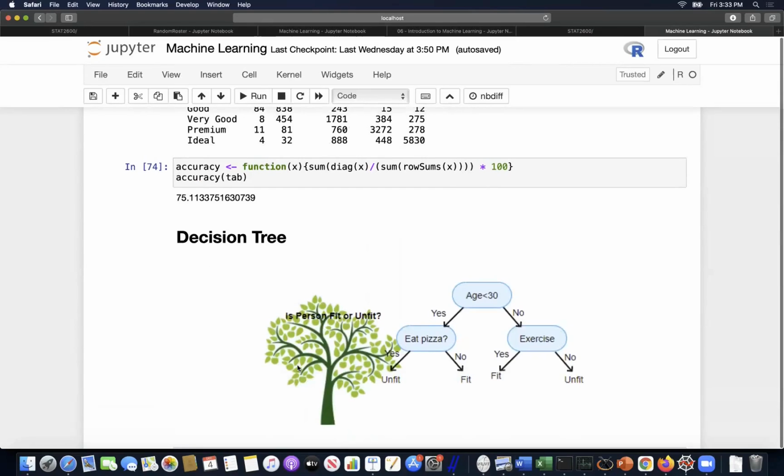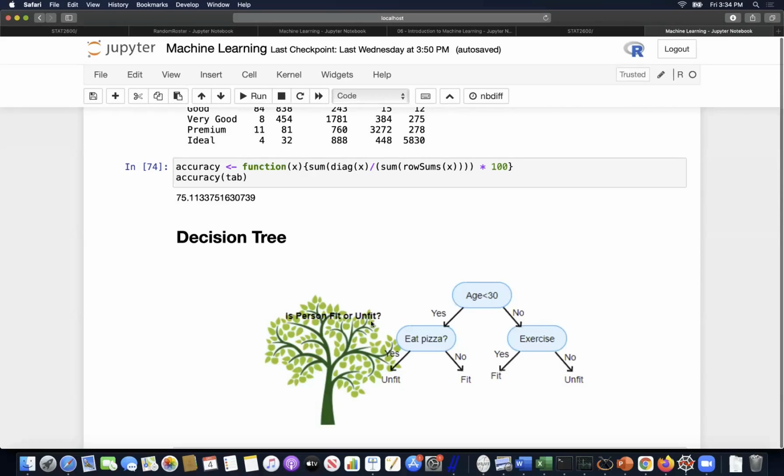Okay, let's talk about decision trees. And I'm gonna try to convey the concept through a simple graph, a simple plot. In the end, you want to classify. And let's say your classification problem is whether someone, a person, is fit or unfit. Okay, and then you go ahead and collect data on the people in your data set.